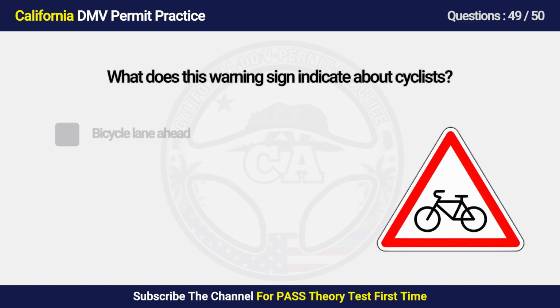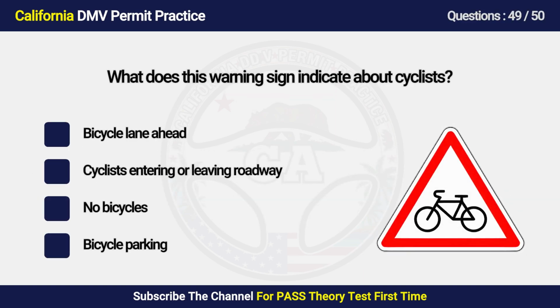Question 49. What does this warning sign indicate about cyclists? A. Bicycle lane ahead. B. Cyclists entering or leaving roadway. C. No bicycles. D. Bicycle parking.